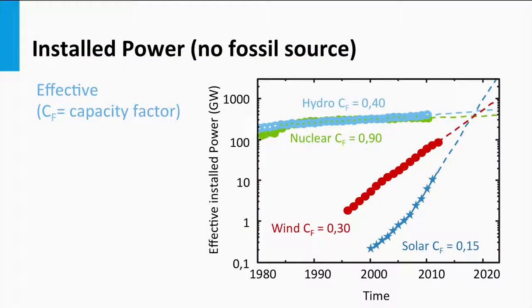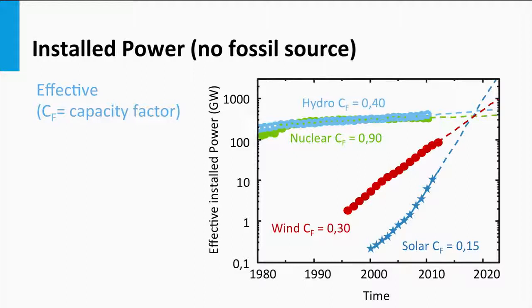Nuclear has, with 90%, the highest capacity factor, followed by hydropower with an average capacity factor of around 40%. For wind energy, I have assumed an average capacity factor of 30%, and for solar, I have assumed a capacity factor of 15%. A low capacity factor for PV systems can be explained by the fact that for most geographical locations, almost half of the solar day is devoid of solar radiation at nighttime.